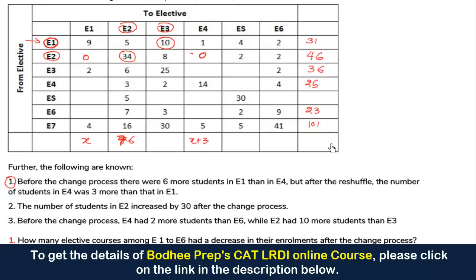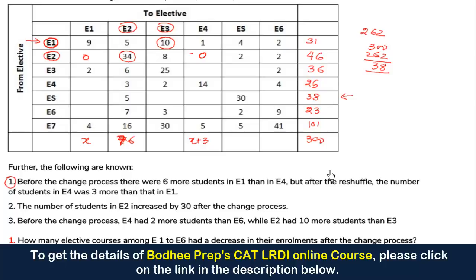Now we know that the total number of students was 300. That means the sum of all these totals has to be 300. And out of these 7 values, we are not given E5, right? But we can add all the 6 values and subtract it from 300 to get this value. So if I add all these values, it comes out to be 262. And if I subtract 262 from 300, we get 38. That means there were 38 students who took E5 before the change. I hope till now the things are clear and well understood.